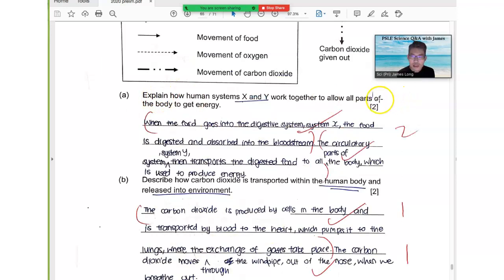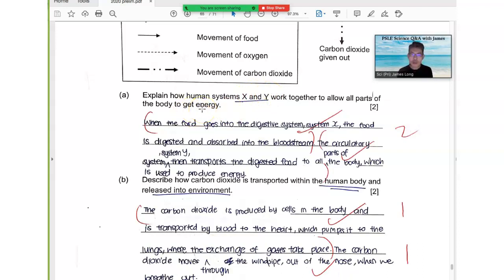So the first question is a 2-mark question. Be very careful, 2-mark question. Explain how systems X and Y work together to allow all parts of the body to get energy. Therefore, you must talk about how system X works and how it links to Y, but only for the purpose of getting energy.